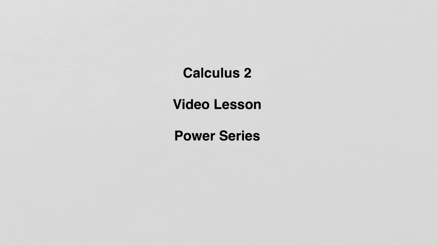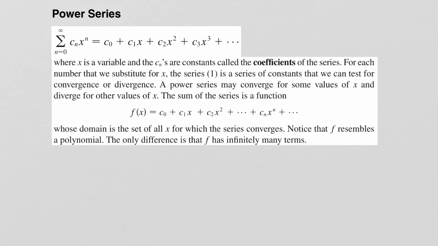What is a power series? A power series is a series of the form summation of Cn times x to the n, n equals 0 to infinity. So if we plug in n equals 0, we get C0 x to the 0, which is just C0, or we say C naught. That is the typical way that we pronounce that.